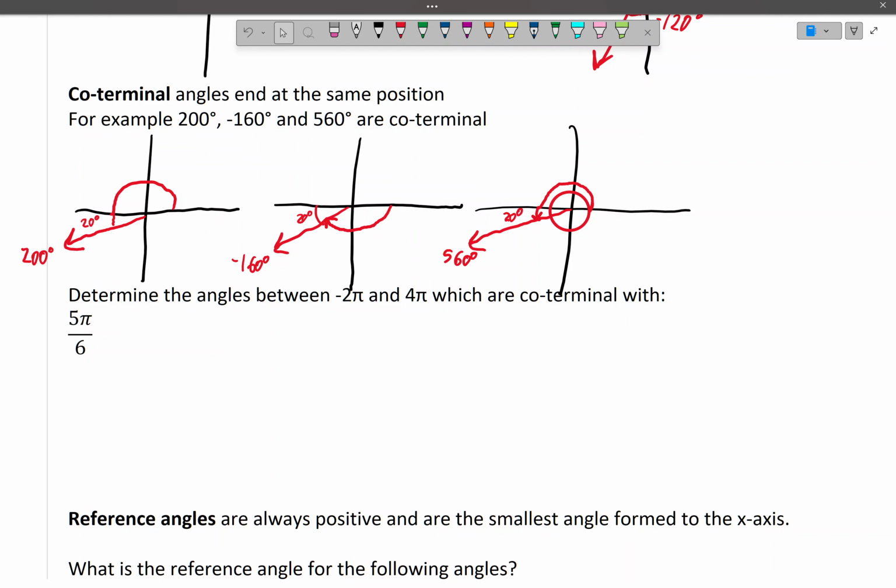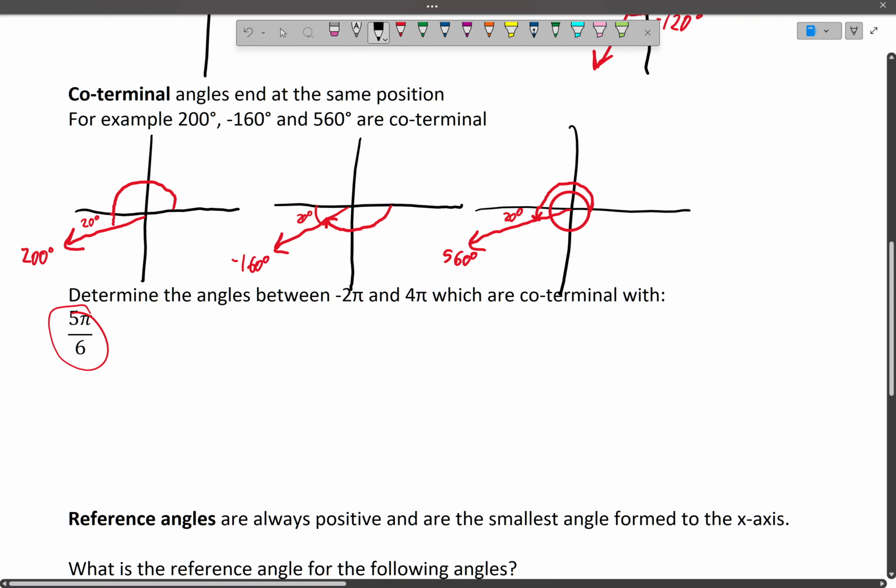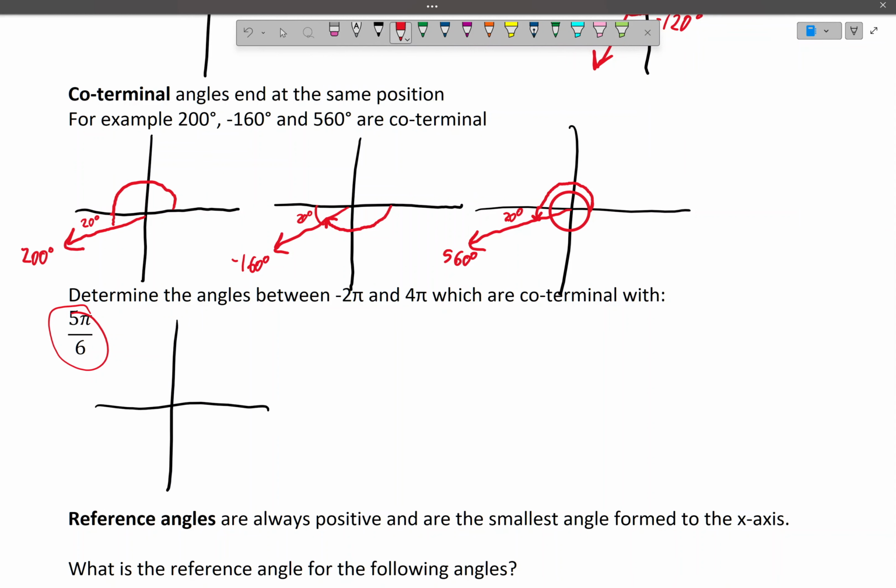Okay, determine the angles between negative 2 pi and positive 4 pi, which are coterminal with this one. Well, first of all, what we need to do is draw this initial position. So, or at least in my brain, that's how I want to do it. So I end up going over here. This is the 5 pi over 6. Over here is just a pi over 6 in terms of the reference angle.